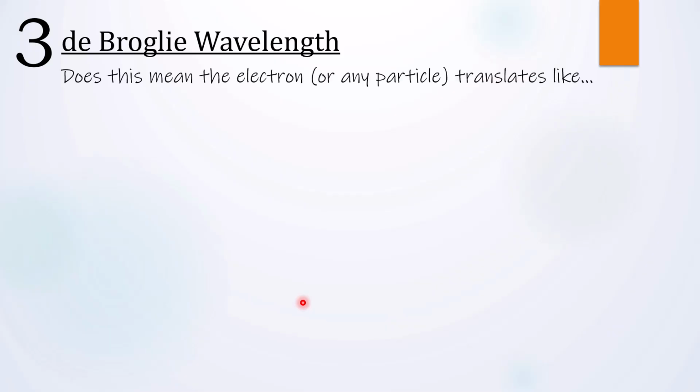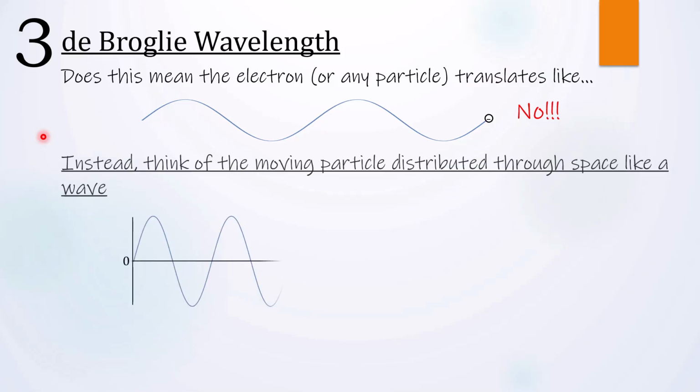So what does this mean in terms of particle motion? Does this mean the electron is traveling like this in this up and down motion? Absolutely not. Don't fall into that trap of thinking a particle is moving in a wave-like pattern. So what does this wavelength actually represent? What you really should think of is that the moving particle is actually distributed through space like a wave. And as a matter of fact, that de Broglie wavelength would be the wavelength of that wave.